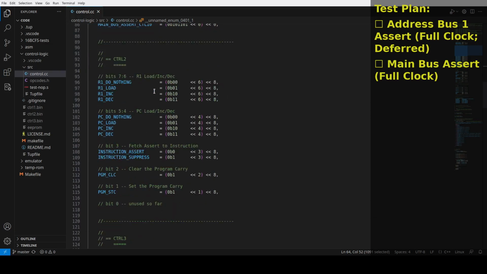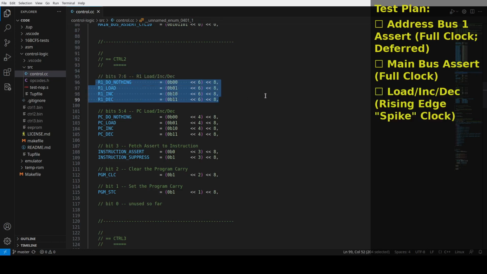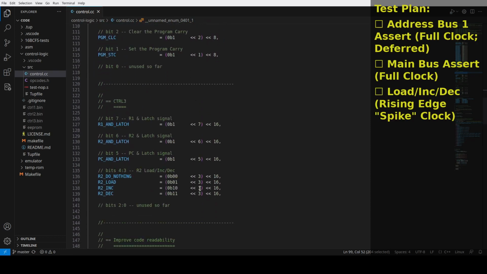The second set of signals that I want to look at is the entire load increment decrement cycle. Now those are all bundled together, and I will want to look at those in relation to the rising edge. It should be just a quick spike and then return down to a low signal, and that's the new spike clock that I've developed. I don't know exactly what to call it, but that's what I have called it. So I've got three different load increment decrement that I need to look at and make sure that those are all happening properly.